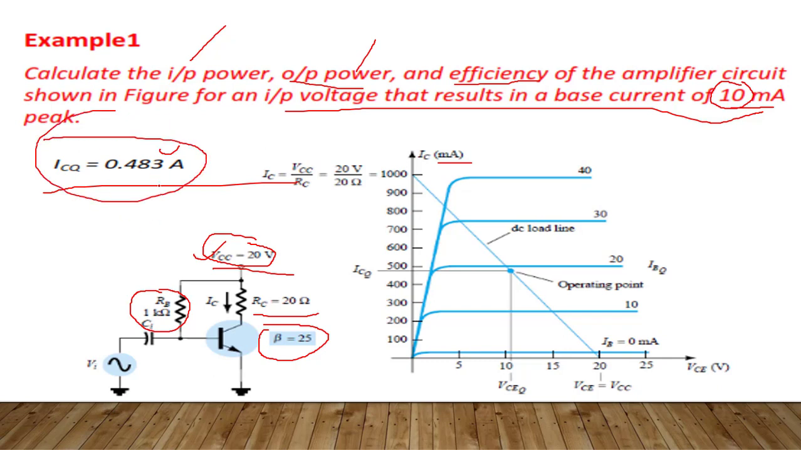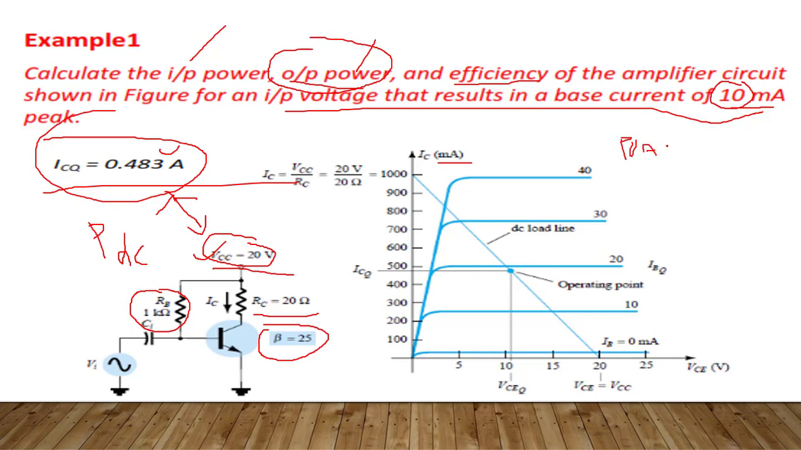Okay, multiply these two, you will get what? PDC. Calculate first, find out PDC. PDC is nothing but ICQ. Now, once you calculated input power, now I have to calculate output power. Output power is nothing but P naught AC. Now, how to calculate P naught AC?